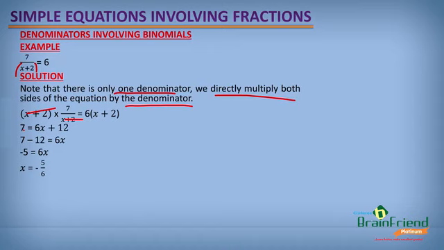We expand the brackets here. 6 times x gives 6x. 6 times 2 gives 12. Now bringing like terms together, 7 minus 12 will be equal to 6x. 7 minus 12 is equal to minus 5. So minus 5 is equal to 6x, and x will be equal to minus 5 all over 6. So this is the answer to the value of x. The value of x is minus 5 all over 6.